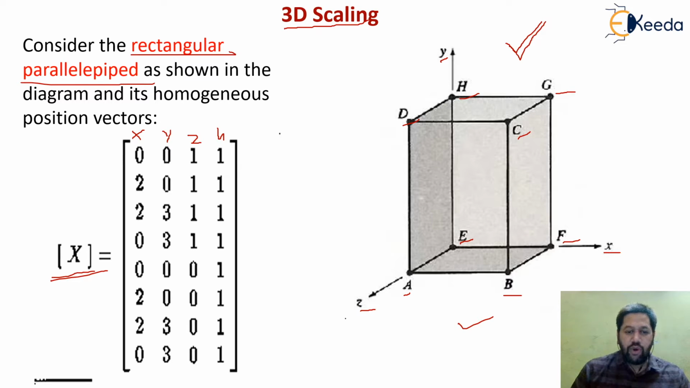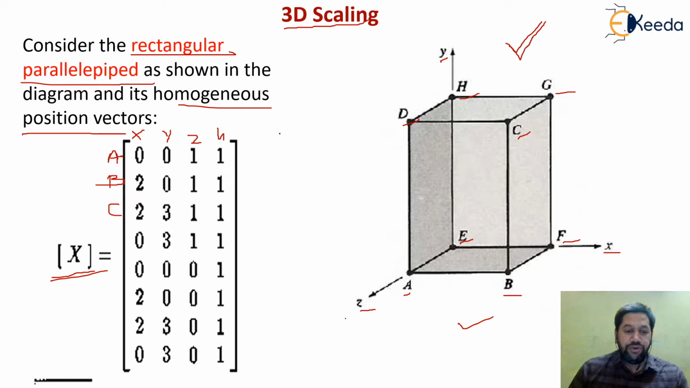All of you already know these points; I have represented this as the value a, this represents the value b, this will be c, and so on. Getting me? So this is my a b c d e f g h. All the points are represented as the homogeneous position vector representation of my original object, the rectangular parallelepiped.